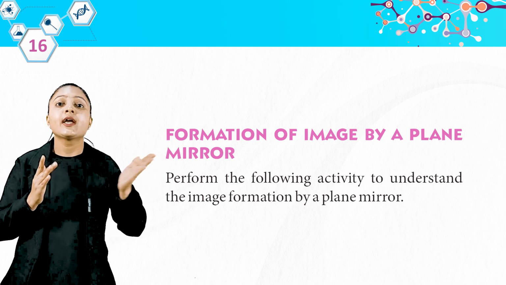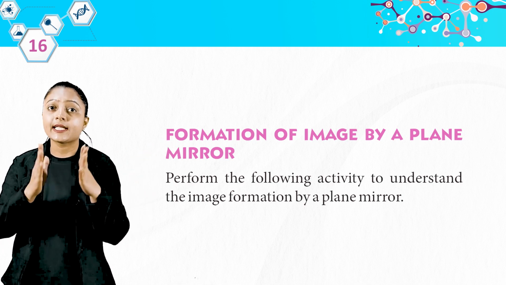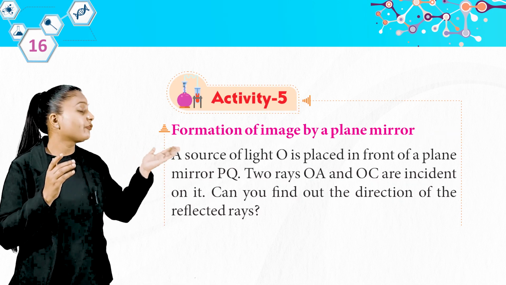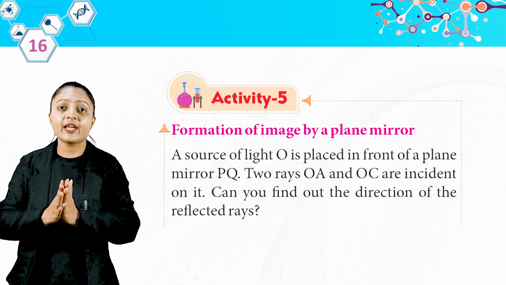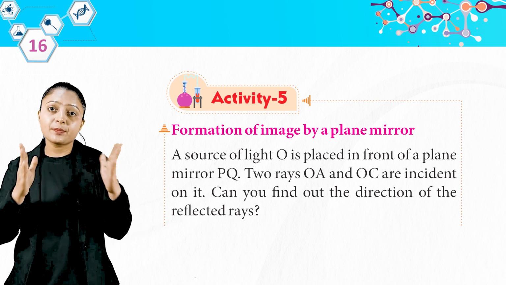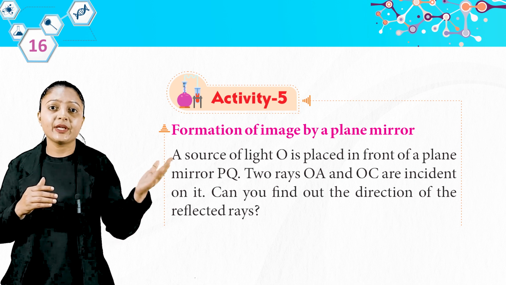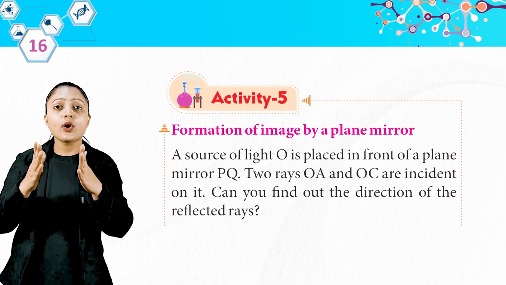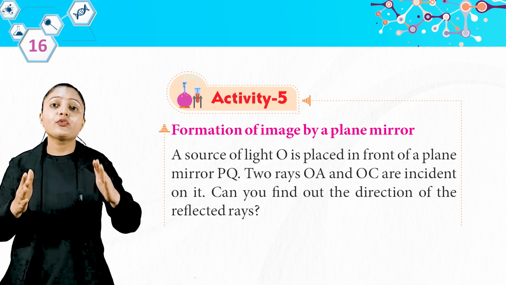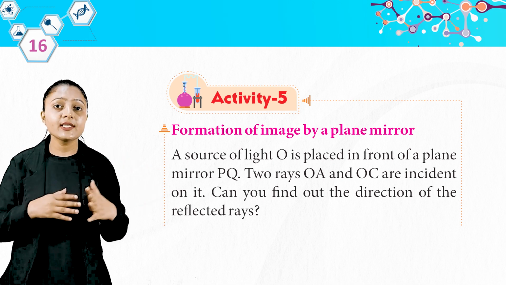Perform the following activity to understand the image formation by a plane mirror. Activity 5. Formation of an image by a plane mirror. A source of light O is placed in front of a plane mirror PQ. Two rays OA and OC are incident on it. Can you find out the direction of the reflected rays?